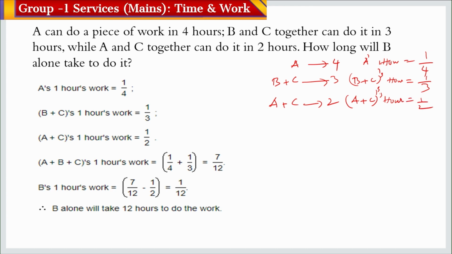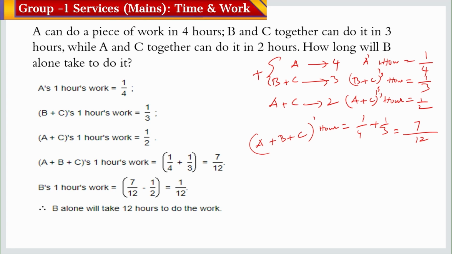Okay. So, when you add these, B plus C 3 hours, A plus C 2 hours, correct? And A's work 4 hours. When you join these, A plus B plus C can do the work in 1 hour is how much? Simply 1 by 4 plus 1 by 3. LCM is 12, and 7. A plus B plus C can do 7 by 12 of the work in 1 hour.